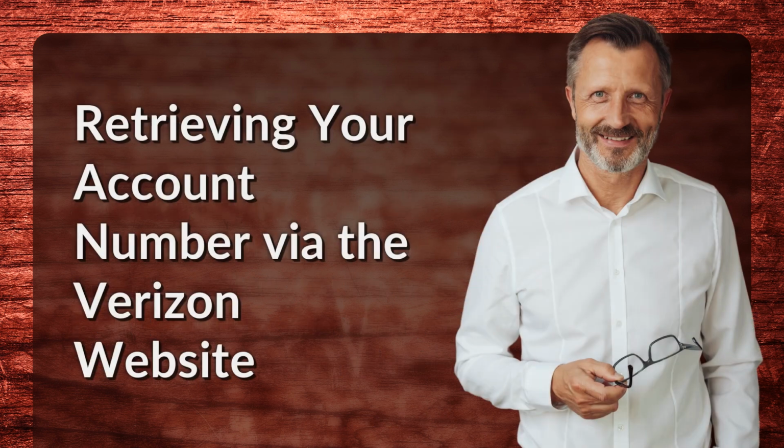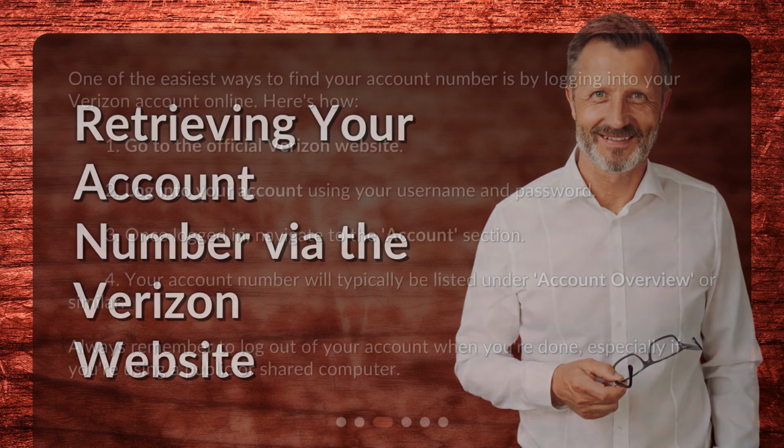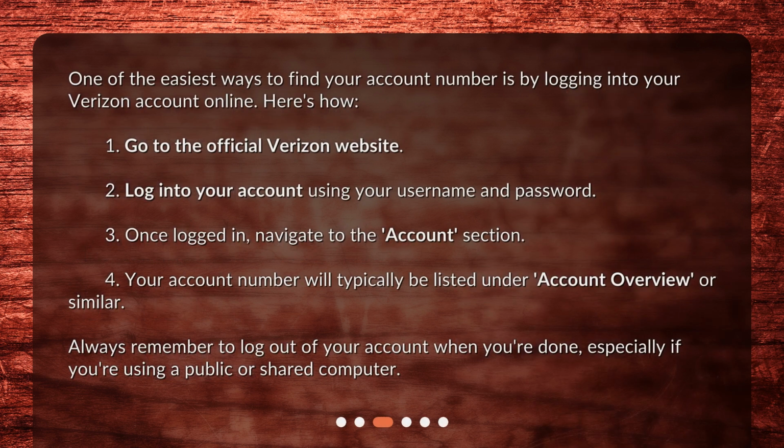Retrieving your account number via the Verizon website. One of the easiest ways to find your account number is by logging into your Verizon account online. Here's how. 1. Go to the official Verizon website. 2. Log into your account using your username and password. 3. Once logged in, navigate to the Account section. 4. Your account number will typically be listed under Account Overview or similar. Always remember to log out of your account when you're done, especially if you're using a public or shared computer.